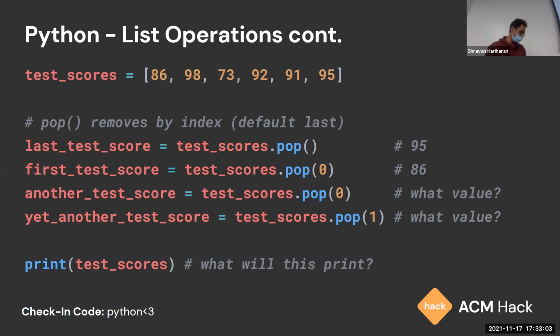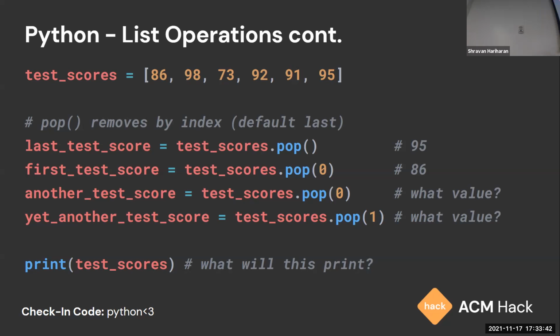Cool. So this will be a quick exercise, just to go over pop. Pop is another method that lists have. Basically, it removes elements in a list by the index. So if we call pop and it's empty, it'll remove and return the last element. So the last test score would be 95 if we pop it. For the first test score, if we pop 0, that'll return the first one. And then if we do another pop 0, does anyone know what value would be returned? Any guesses?